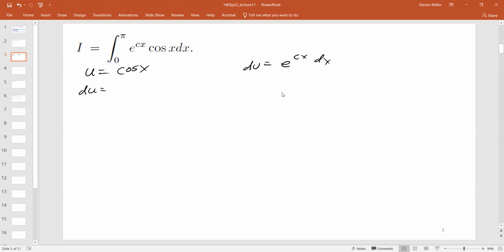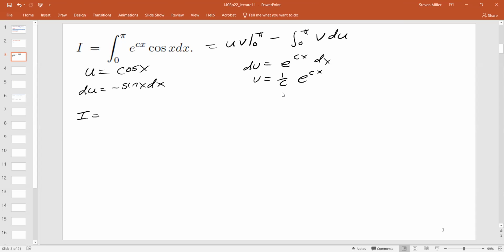So if u is cosine, what's the derivative of cosine? Negative sine, so it's negative sine of x dx, and v, so what function has derivative e to the cx? Good, 1 over c e to the cx. And I'm using that this is going to be uv at 0 and pi minus the integral from 0 to pi of v du. So let's just substitute in.